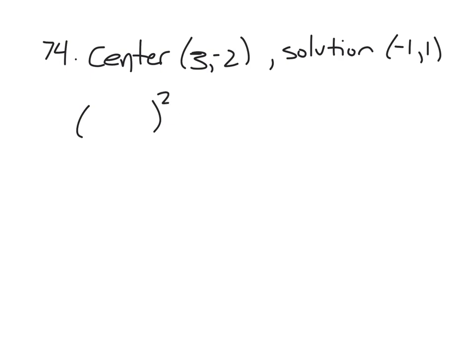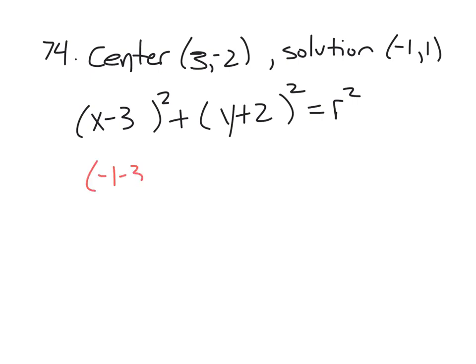All right, tell me where the center is. Yeah, x minus 3 and y plus 2. Is that okay with everyone? Now, they give you the solution. They call it a solution point, but that's just a point on the circle. So the easiest thing to do to find the radius is to just plug in our x and y's and solve for r squared. So then we're going to say -1 minus 3 squared plus 1 plus 2 squared, and that equals r squared. Does this make sense?